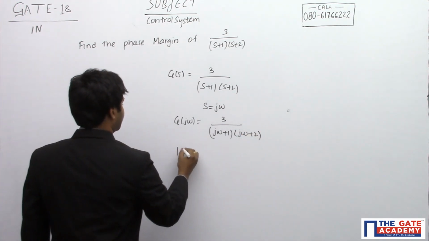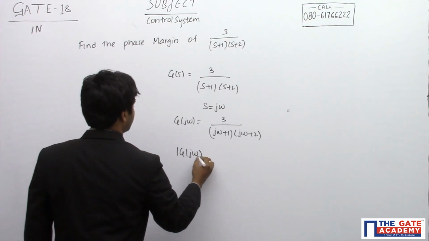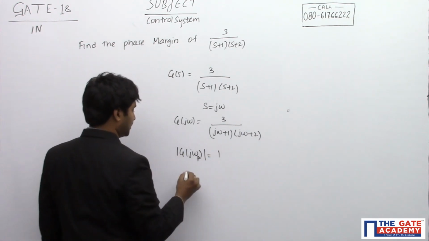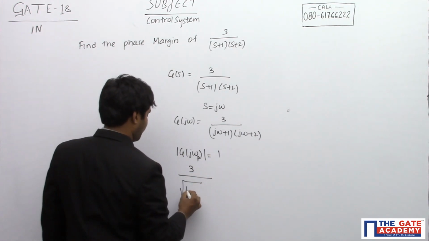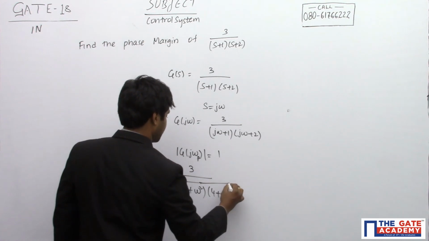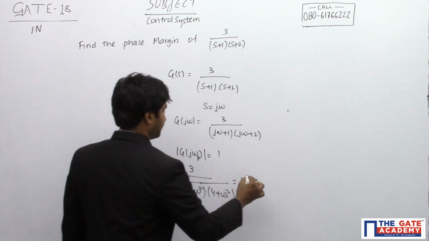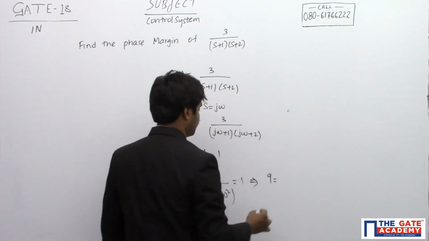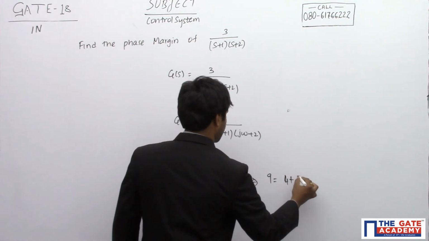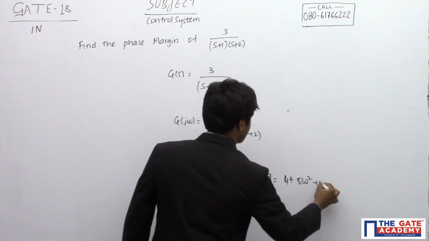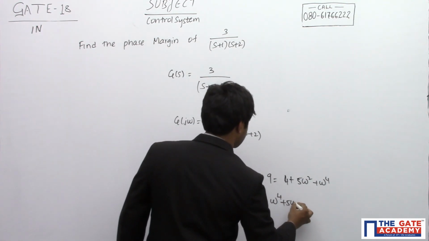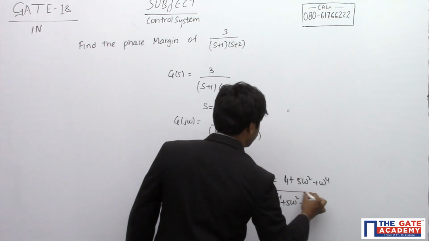If you take the magnitude of it, this should be equal to 1 at the gain crossover frequency. So here the magnitude should be equal to 1. So 3 divided by square root of (1 plus omega square) into (4 plus omega square) is equal to 1, which implies that 9 is equal to (1 plus omega square) into (4 plus omega square), which is nothing but 4 plus 5 omega square plus omega power 4, which implies that omega power 4 plus 5 omega square minus 5 is equal to 0.